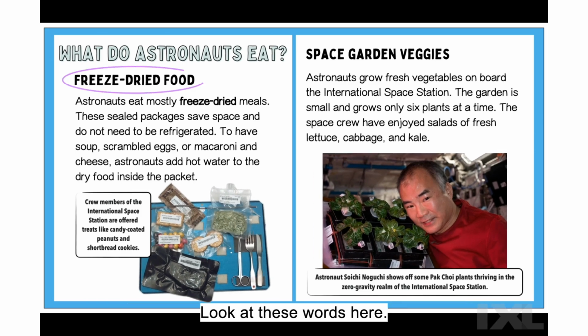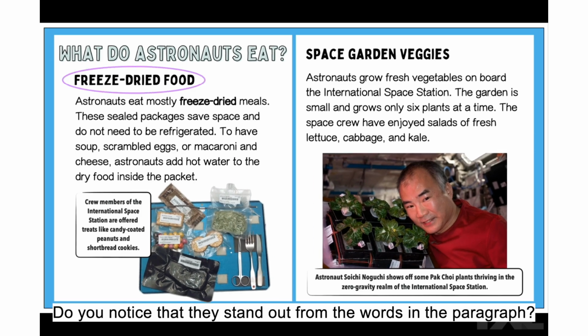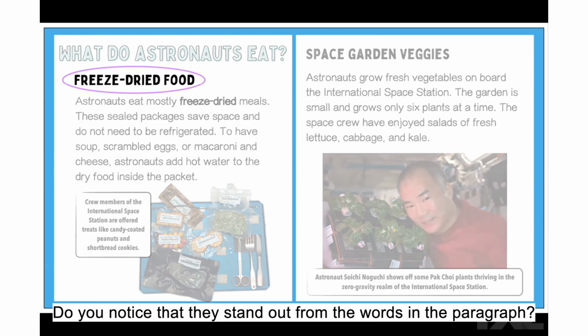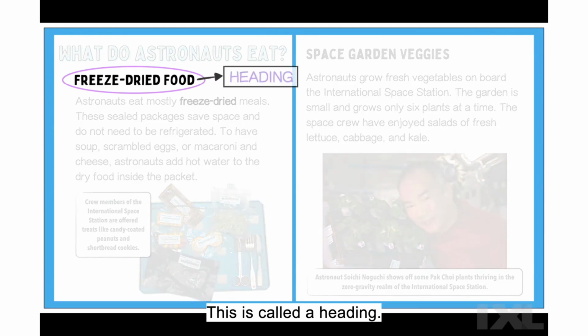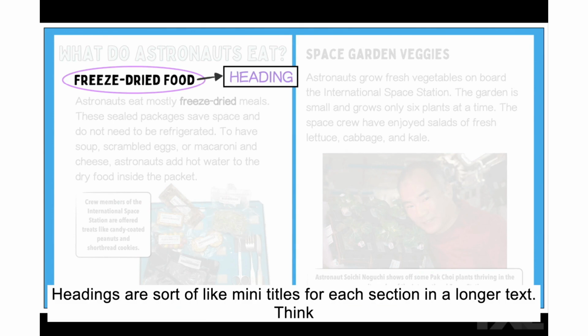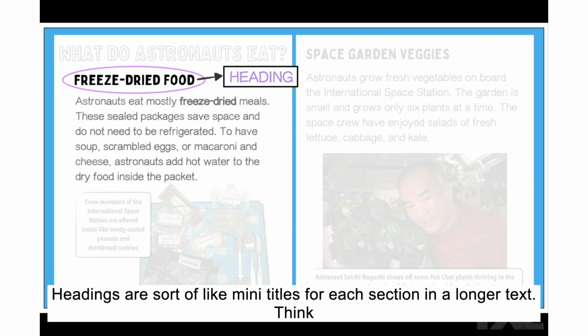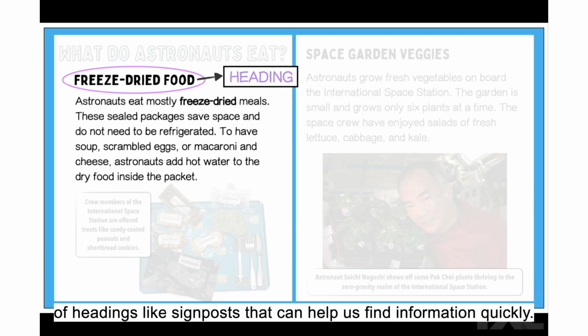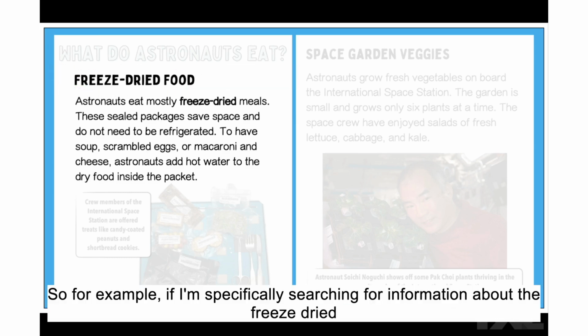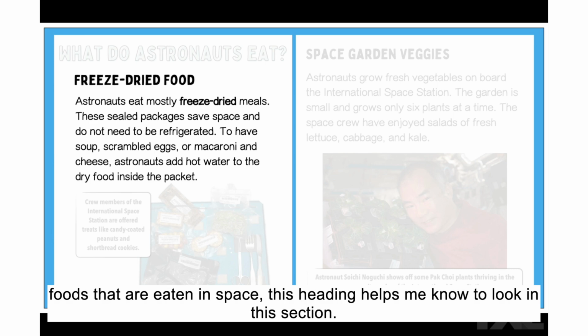Look at these words here. Do you notice that they stand out from the words in the paragraph? This is called a heading. Headings are sort of like mini titles for each section in a longer text. Think of headings like signposts that can help us find information quickly. So, for example, if I'm specifically searching for information about the freeze dried foods that are eaten in space, this heading helps me know to look in this section.